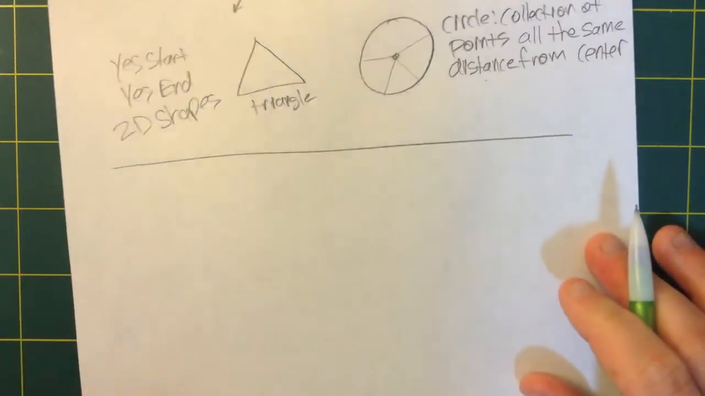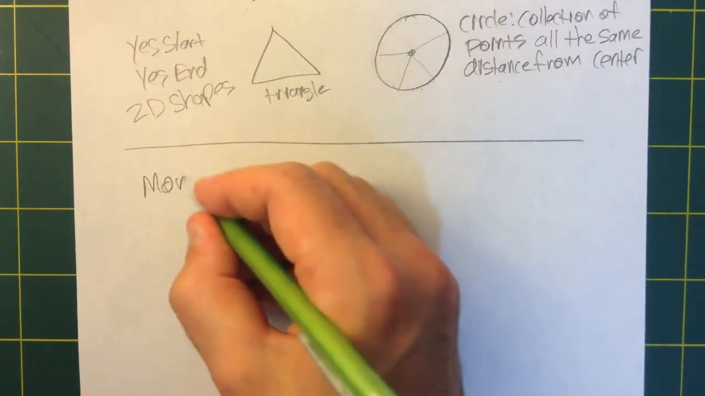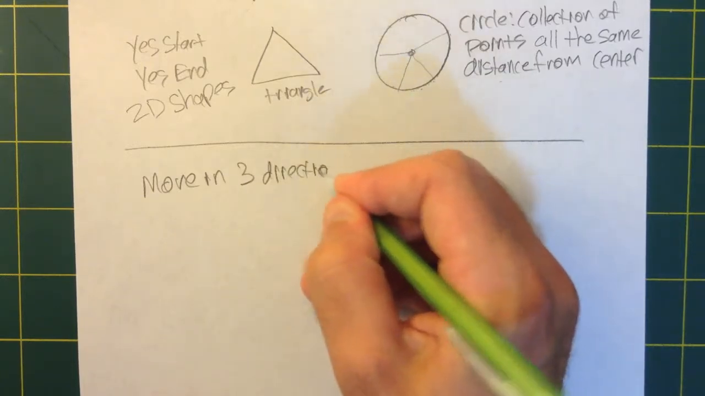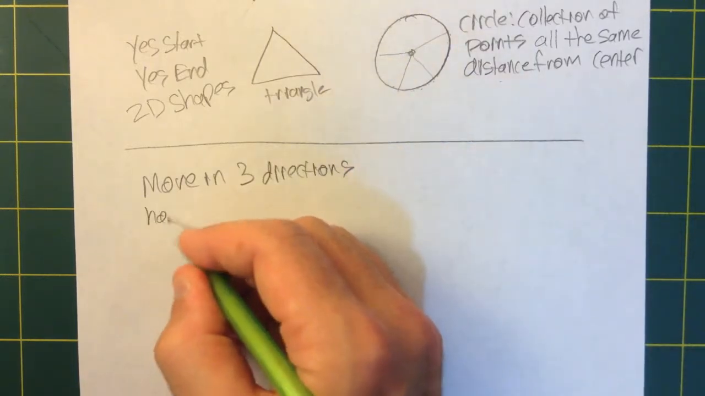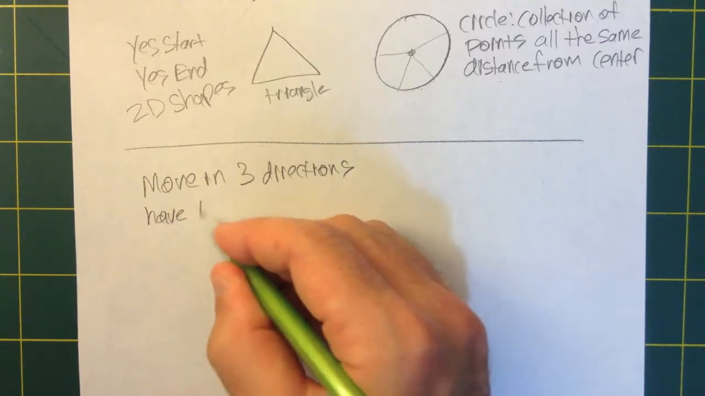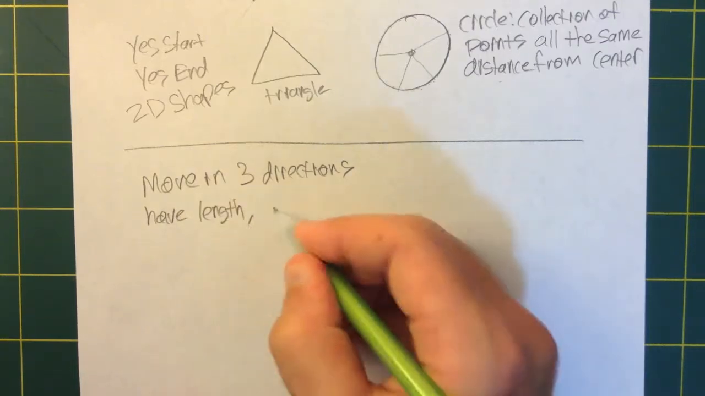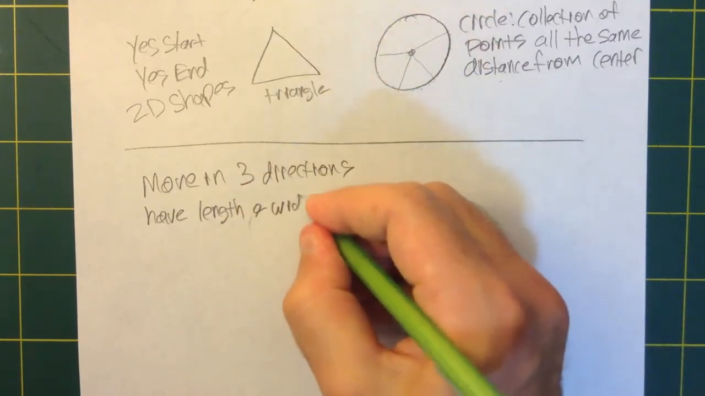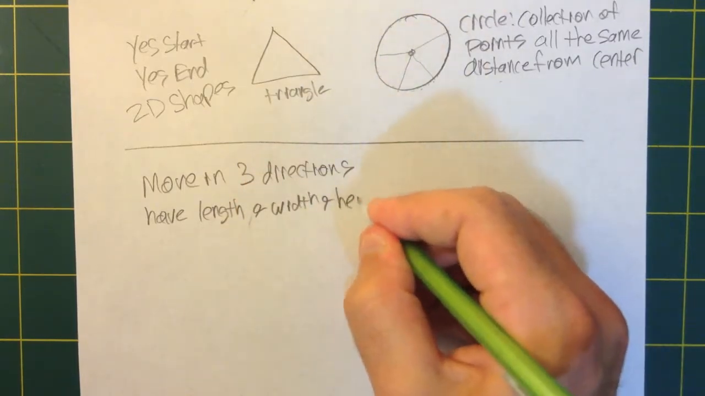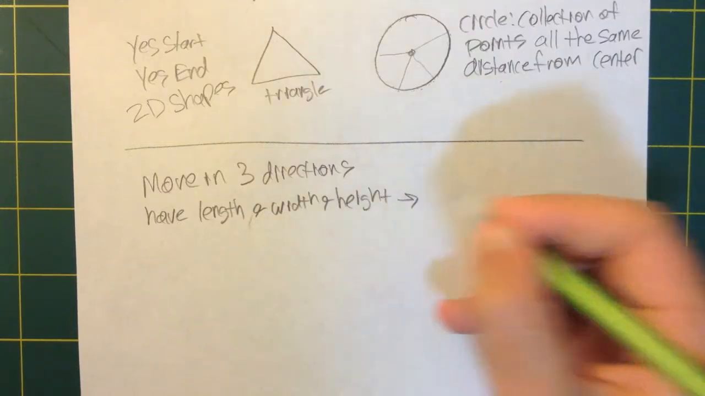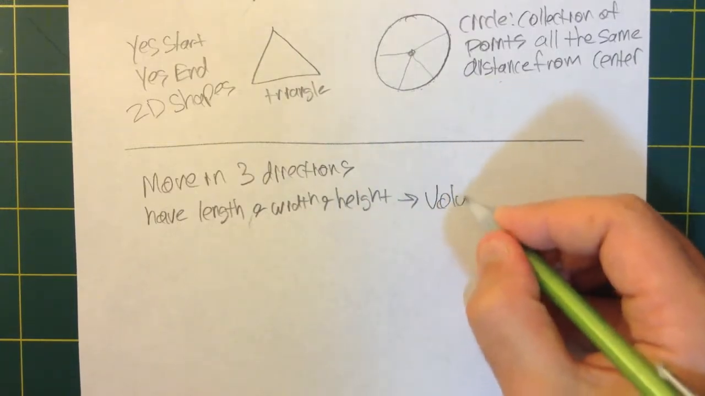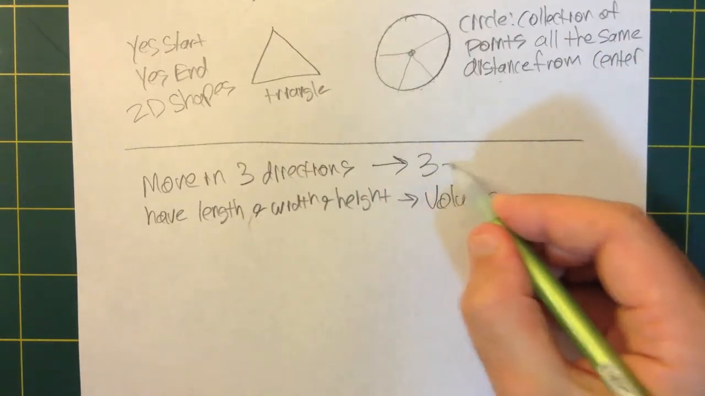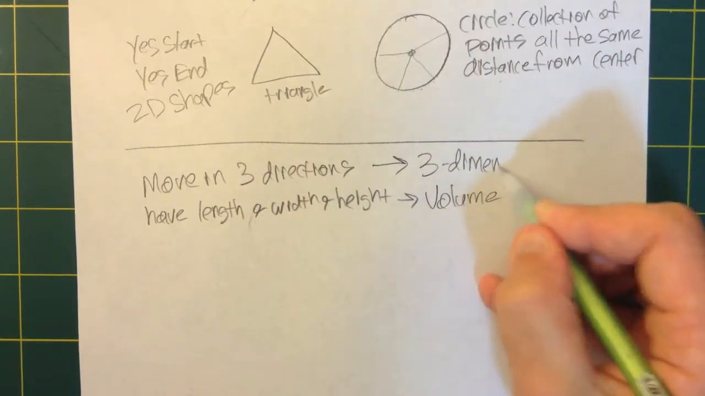And now last but not least, if you can move in three directions, that means you have length, width, and height, which means your object has volume, and you should probably be able to guess now that these would be called three-dimensional objects.